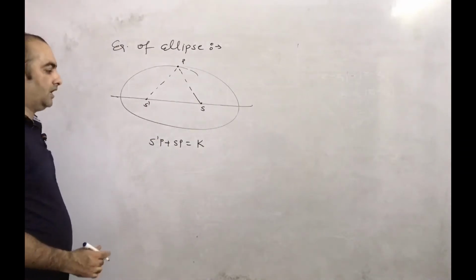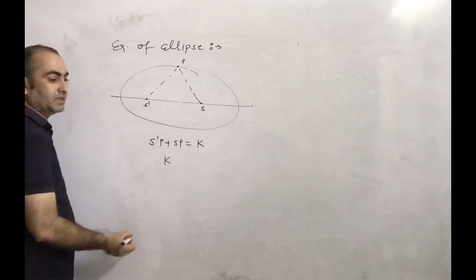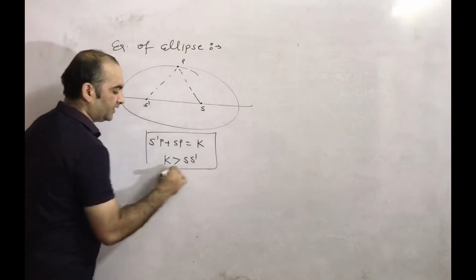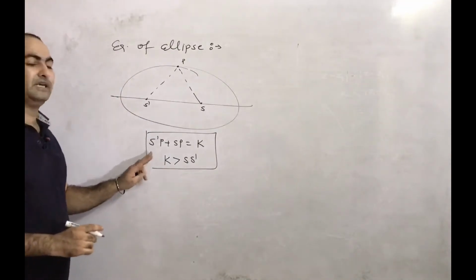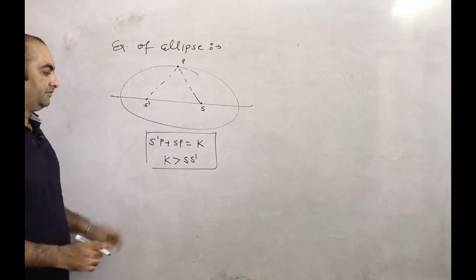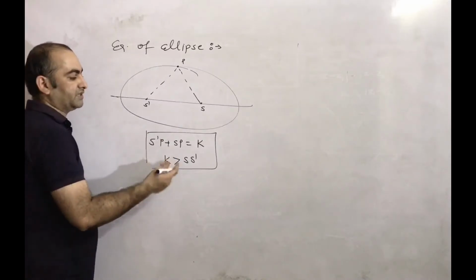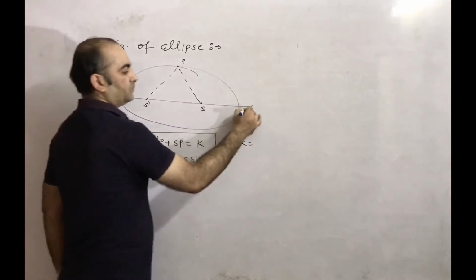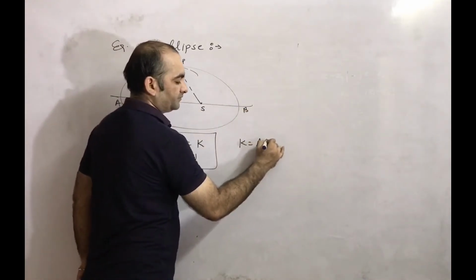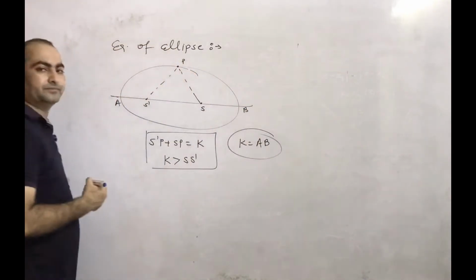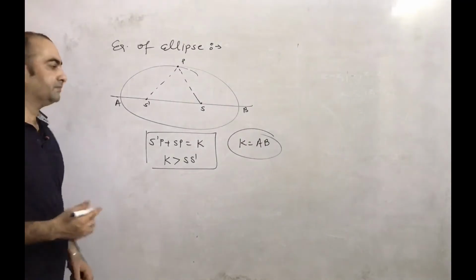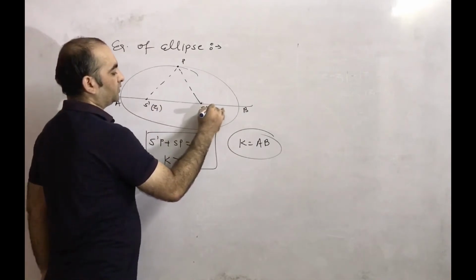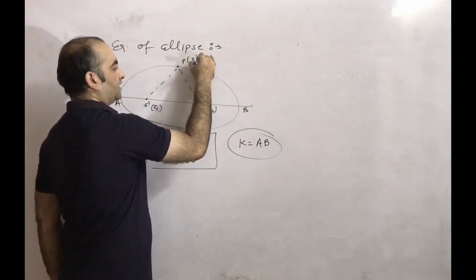Here K should be greater than S dash S. If this condition is there, then this equation represents an ellipse equation, and K will be 2a, the major axis length. So in complex form, what will you do? S dash will be z1, S will be z2, and this is z. So what condition will come?